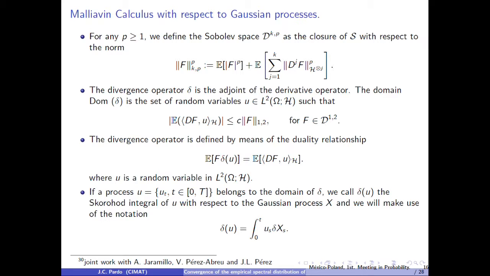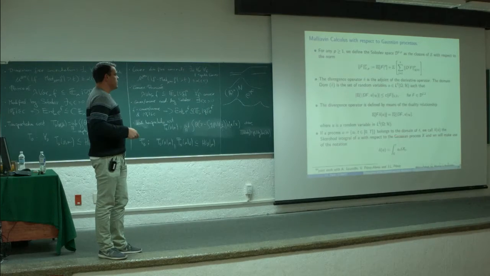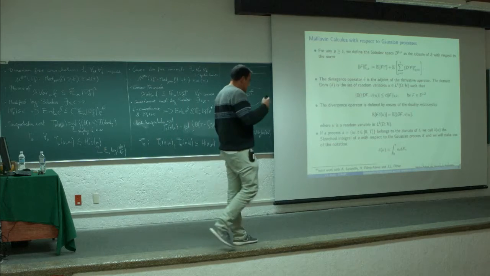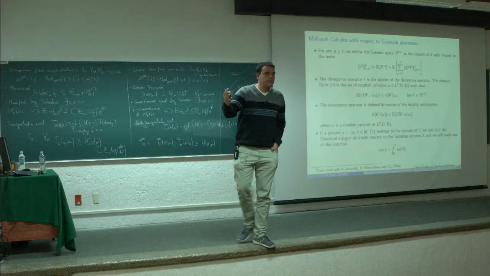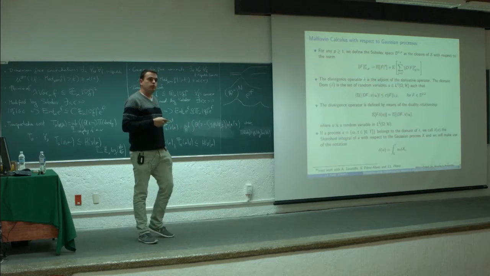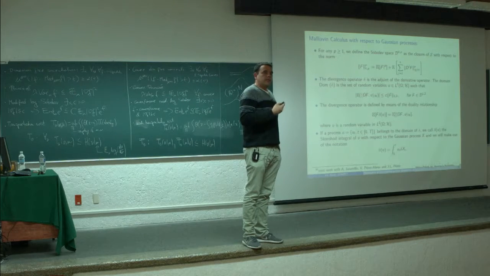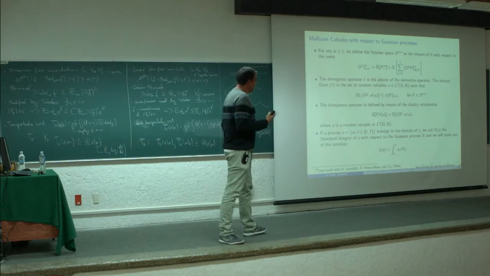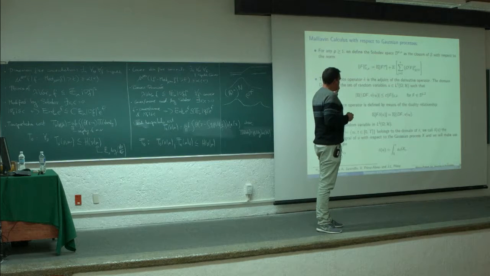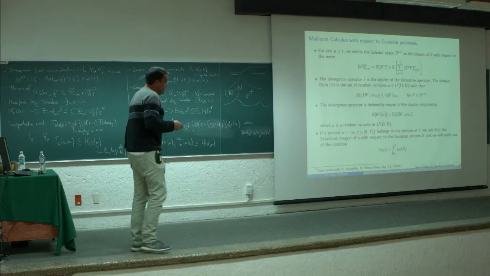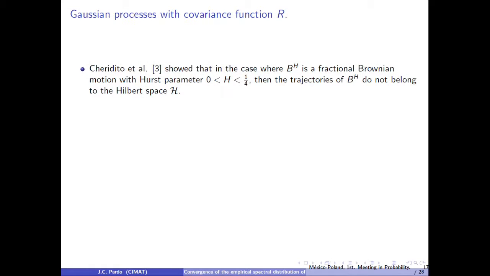In other words, if you take a process U in the domain of delta, we call delta(u) the Skorohod integral with respect to this Gaussian process, right? If you try to mimic the same proof as we did in the case of fractional Brownian motion for H between 1/2 and 1, things do not work, right? Some inequalities break down, and then you cannot proceed in a similar way. It turns out that Cheridito and Nualart show that for fractional Brownian motion with Hurst parameter between 0 and 1/4, the trajectories of B^H do not belong to the Hilbert space H. So we can see that many things break down, right?